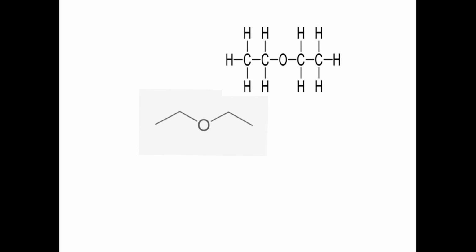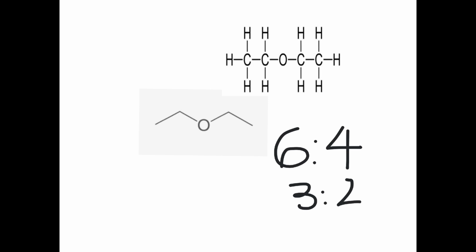And students were asked to identify the number of peaks that you would get and the ratio of those 2 peaks. The answer to that question is that you would have 6 hydrogens here in one chemical environment, and these 2 and these 2, another 4 hydrogens in another chemical environment. So the NMR spectrum would have a ratio of 6:4 or 3:2 for these hydrogens. And 6 hydrogens in one chemical environment, 4 in another chemical environment.